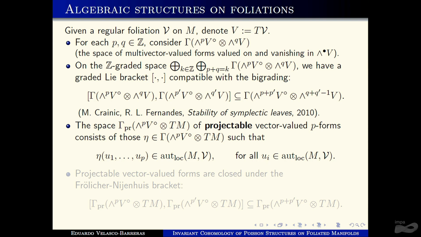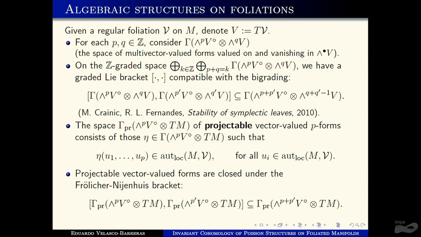And we are dealing here with global objects. These projectable vector valued forms are defined in a local manner, but we are dealing with global objects. And it turns out that this class of projectable vector valued forms is closed under the Frölicher-Nijenhuis bracket of the manifold. And again, this is a graded bracket on this space. So we have, in principle, two algebraically independent structures.